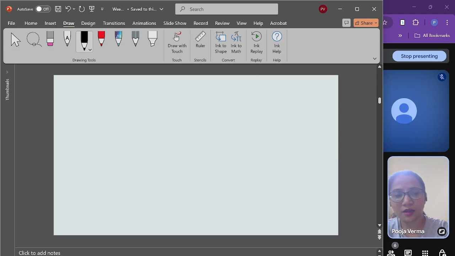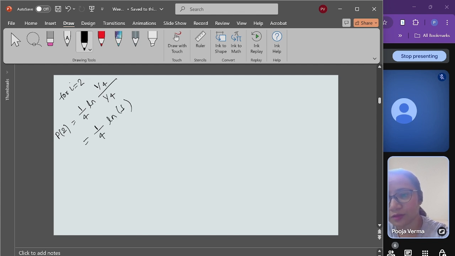So I'm just taking the other side to calculate it. So here for i equal to 2, I am taking P2. Here 1 by 4 ln 1 by 4. What is the value for Q2? It is again 1 by 4 itself. So here you will get 1 by 4 ln 1. So the natural log of 1 is 0. So overall value for P2 you will get 0.